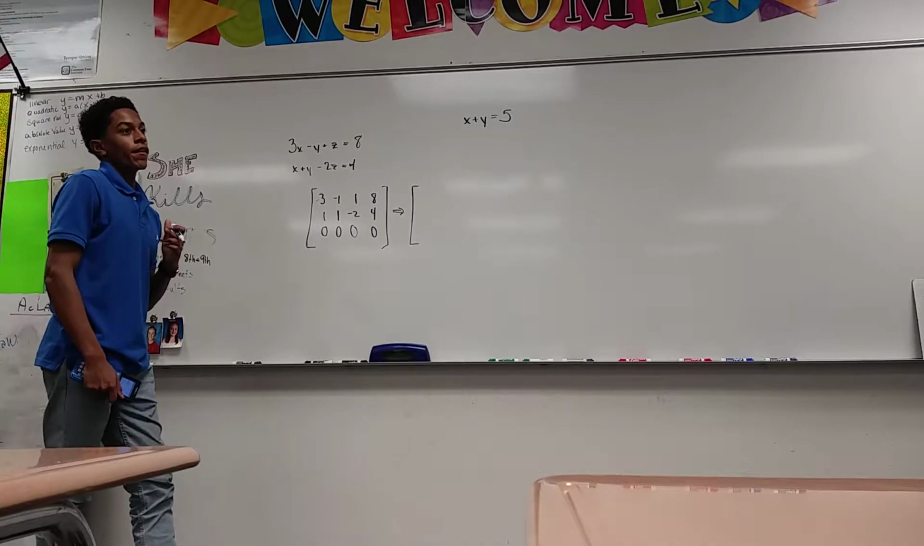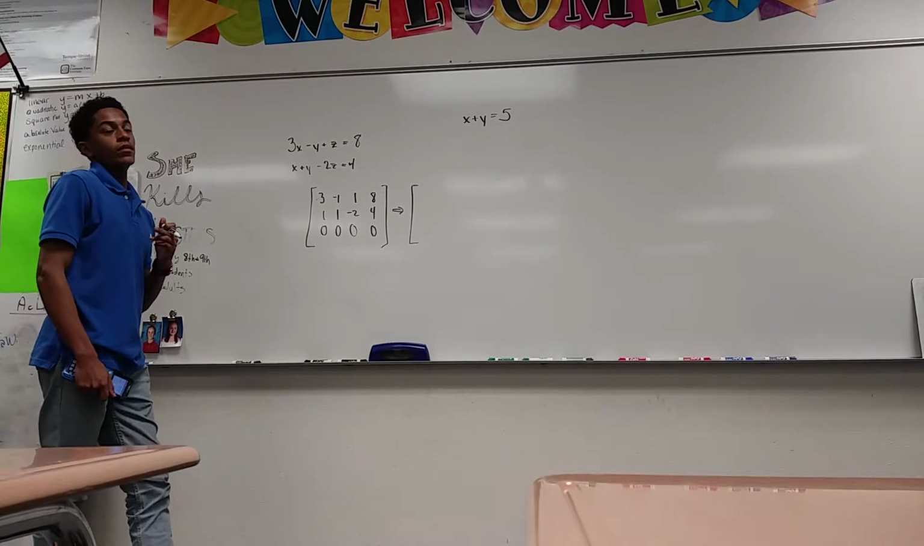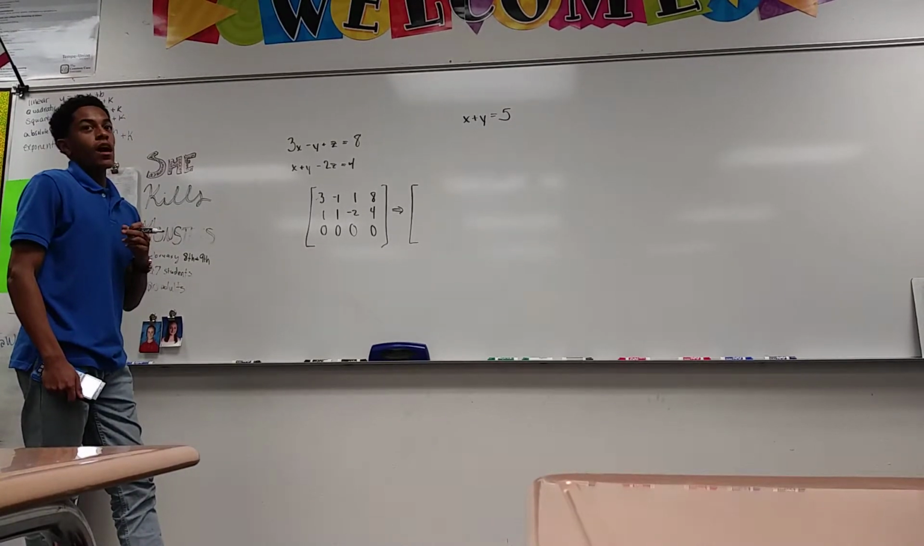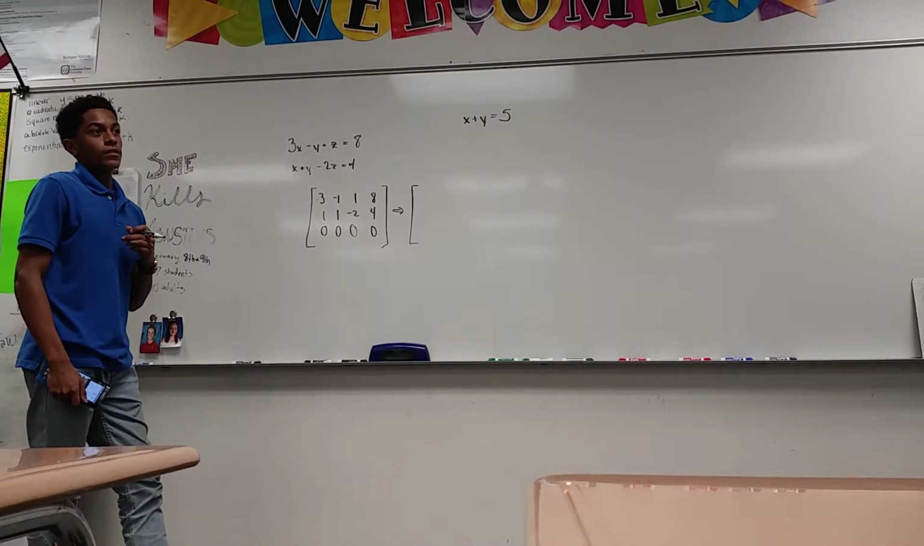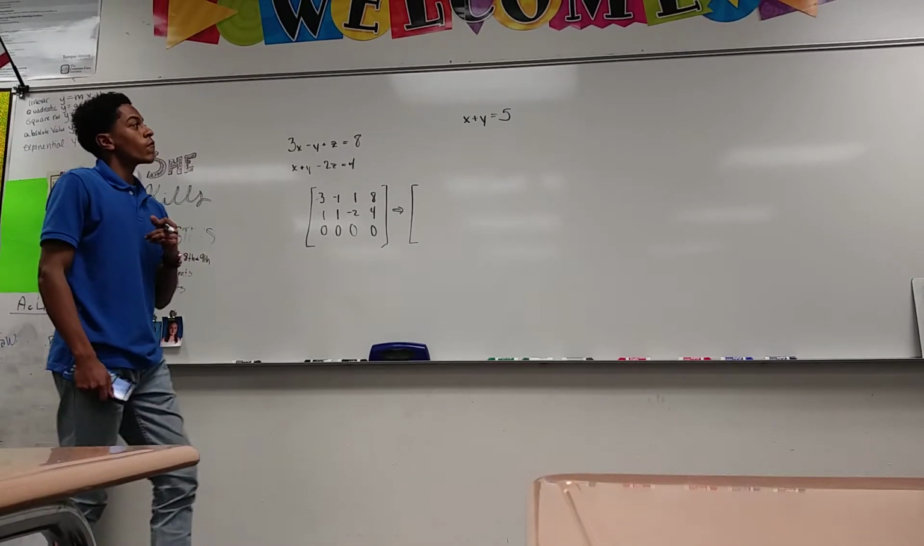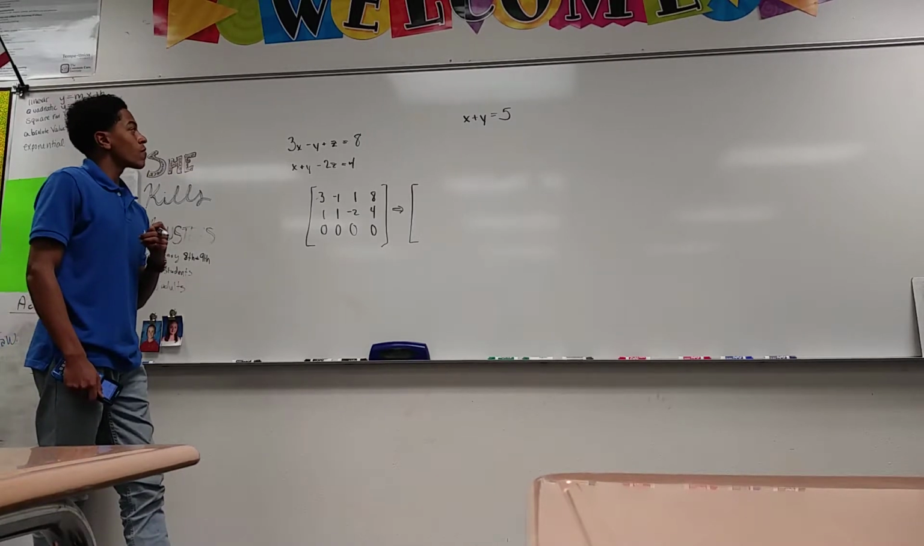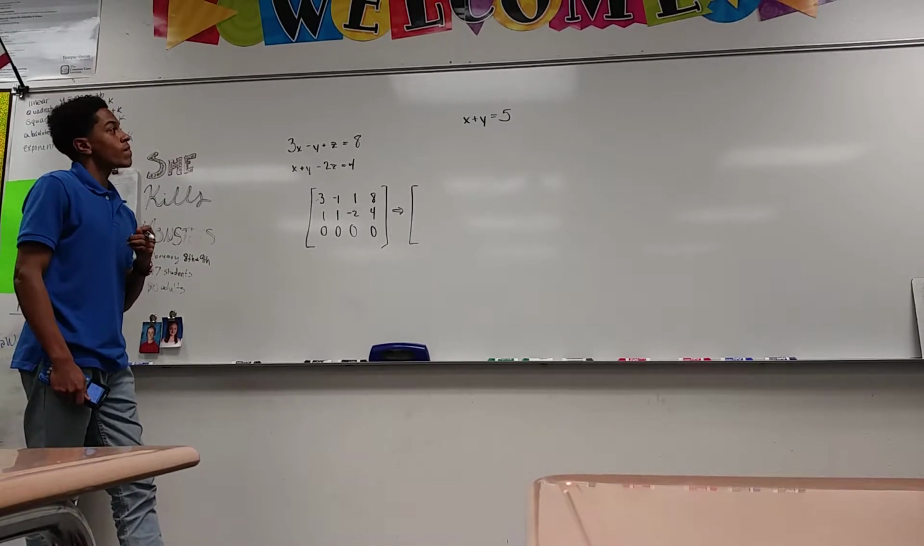Give me another one. Negative 1 and 6. Give me another one. 1.5 and 3.5. Give me another one. Negative 2.5 and 7.5. 2.5 and 2.5. How many solutions are there to that equation?